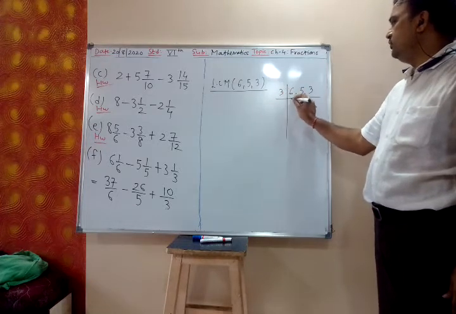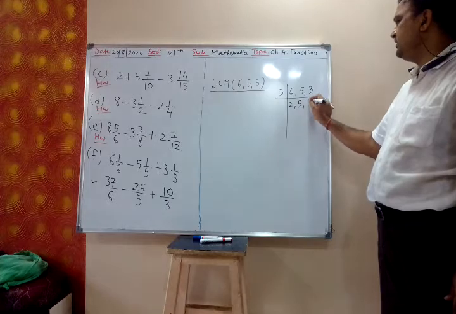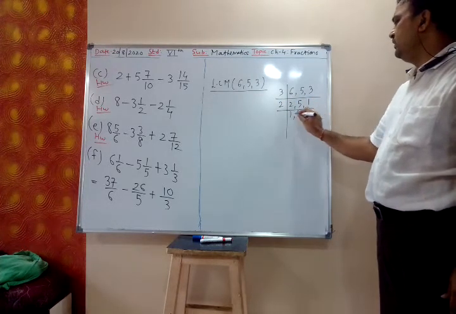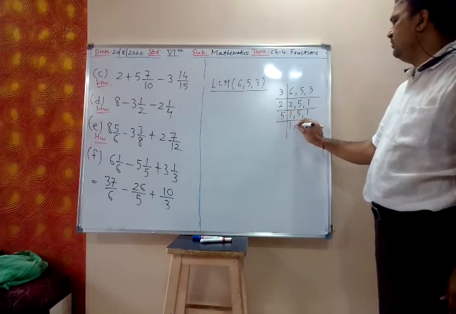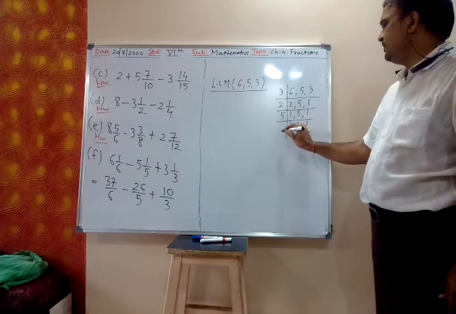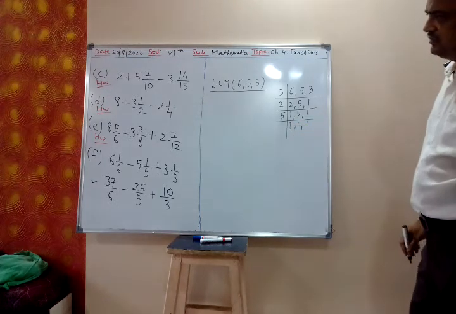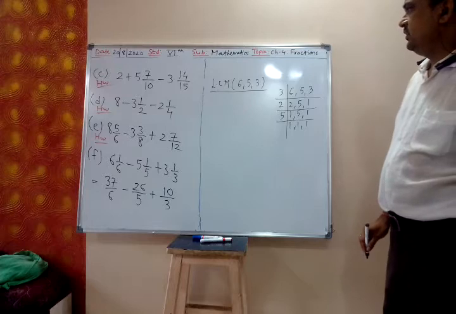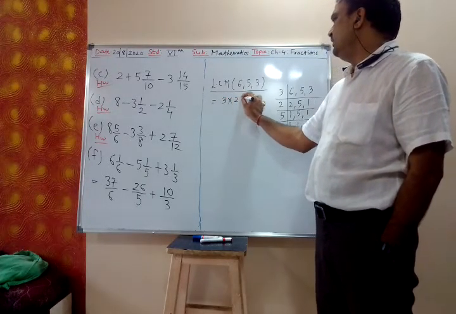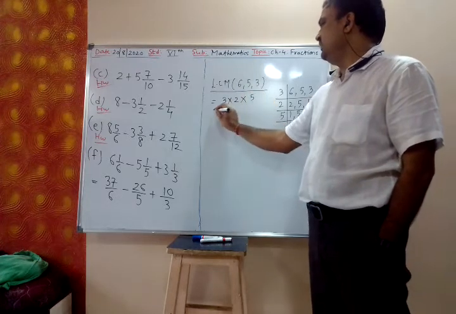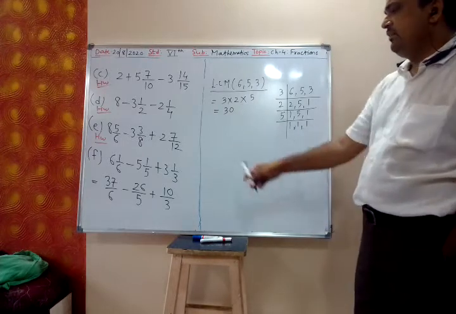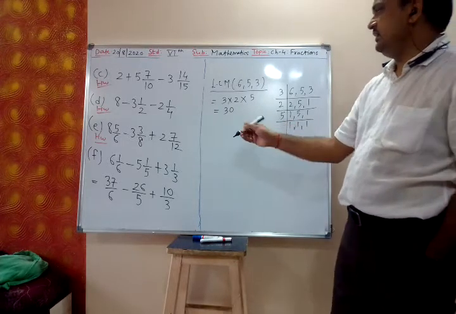So I can take 3 twos are 6, 5, 3 ones are 3. Then 2 ones are 2, 5, 1. Then 5, 1, 1, 1. So LCM is 3 into 2 into 5. 3 twos are 6, 6 fives are 30. So LCM of 6, 5, 3 is 30. So now I will make the denominator of each fraction 30.